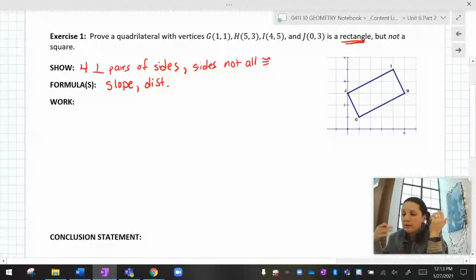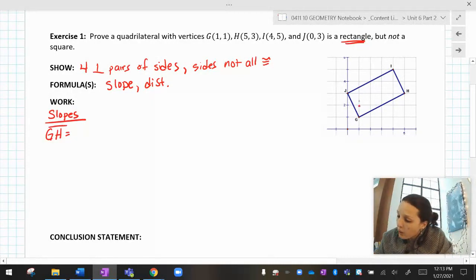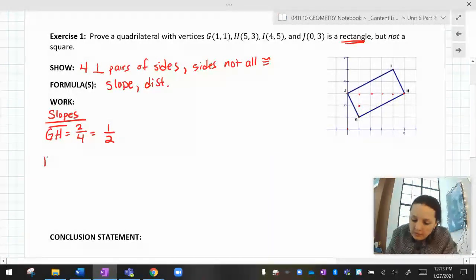And I'm going to say, all right, I want to show that this is a rectangle. Fine. I need to do slopes. Slopes. What should I start with? Well, let's just start with GH. To get from G to H, I go up 2, right 4. So the slope of GH is up 2, right 4, which reduces to a half. Reduce your slopes.